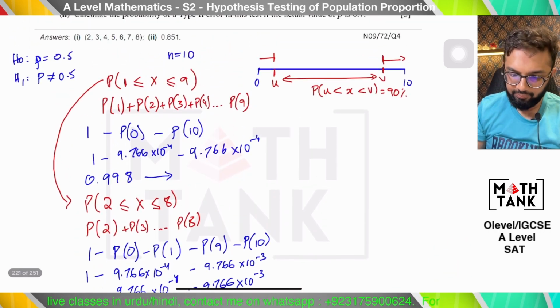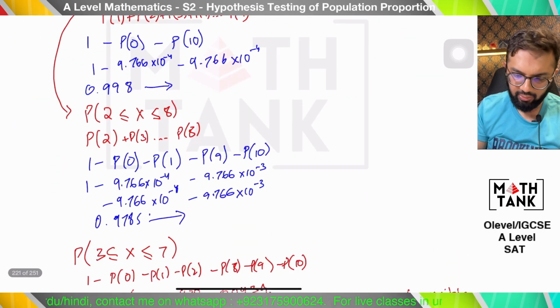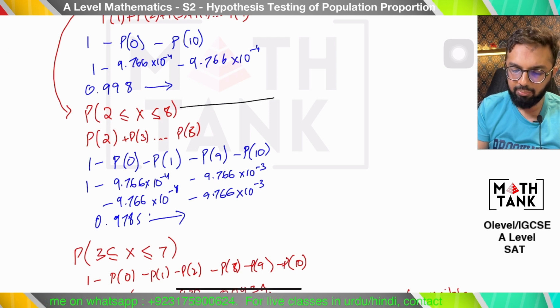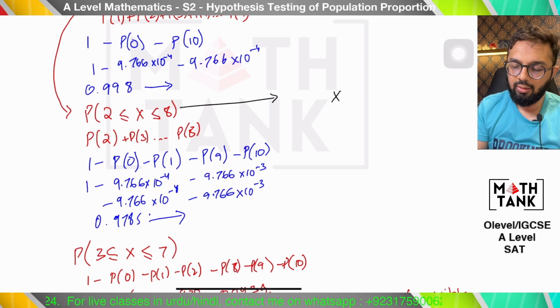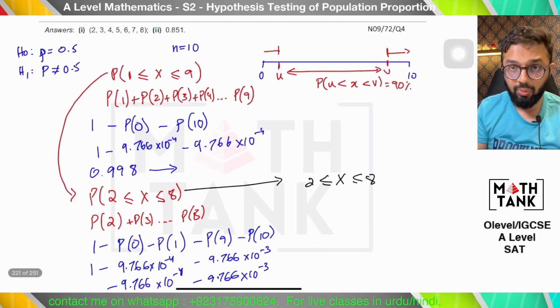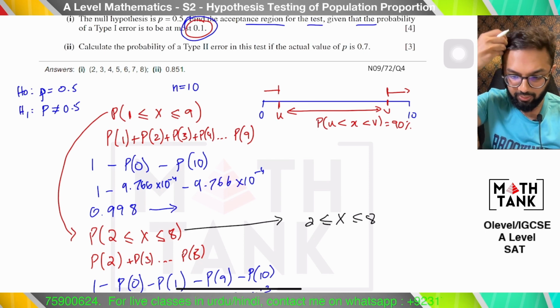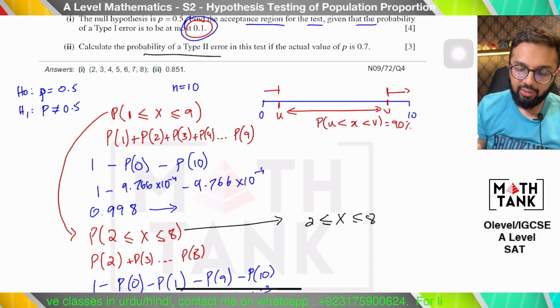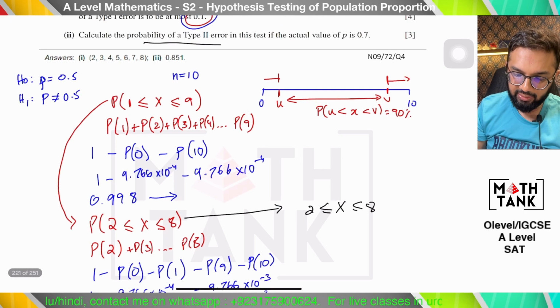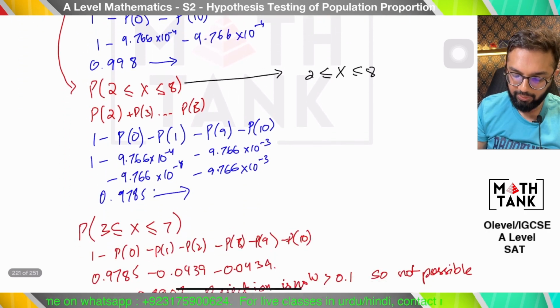Okay, so my acceptance region can be between 2 and 8. This is way more complicated than the previous questions, but that's true about the S2 exam. Sometimes the questions can be tougher, so make sure that you know how to do them. Okay, calculate the probability of a type 2 error in this test if the actual value of p is 0.7.